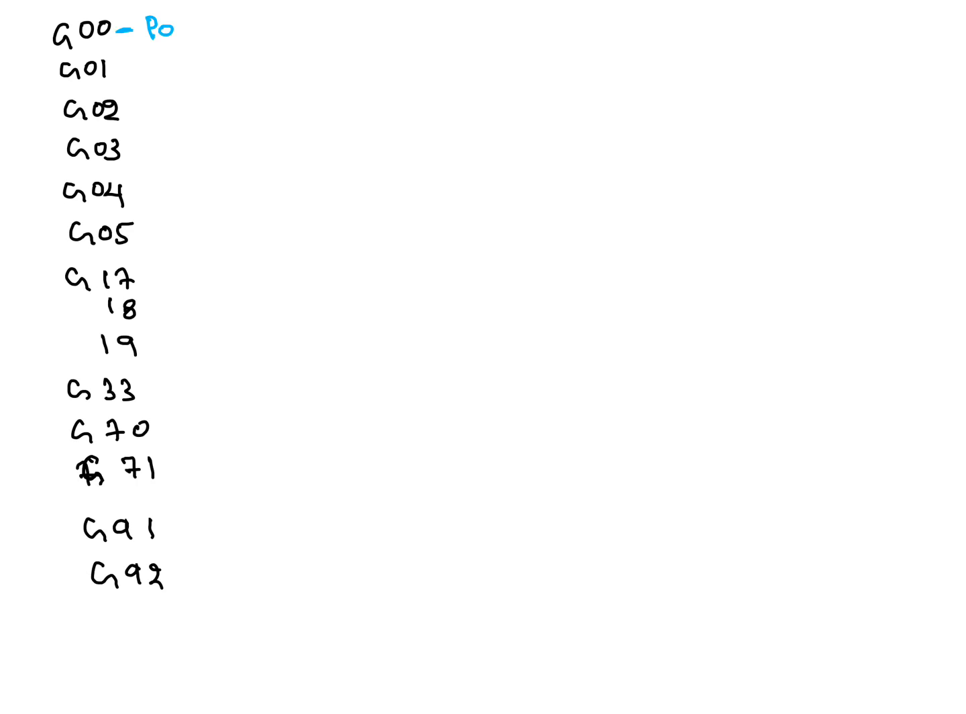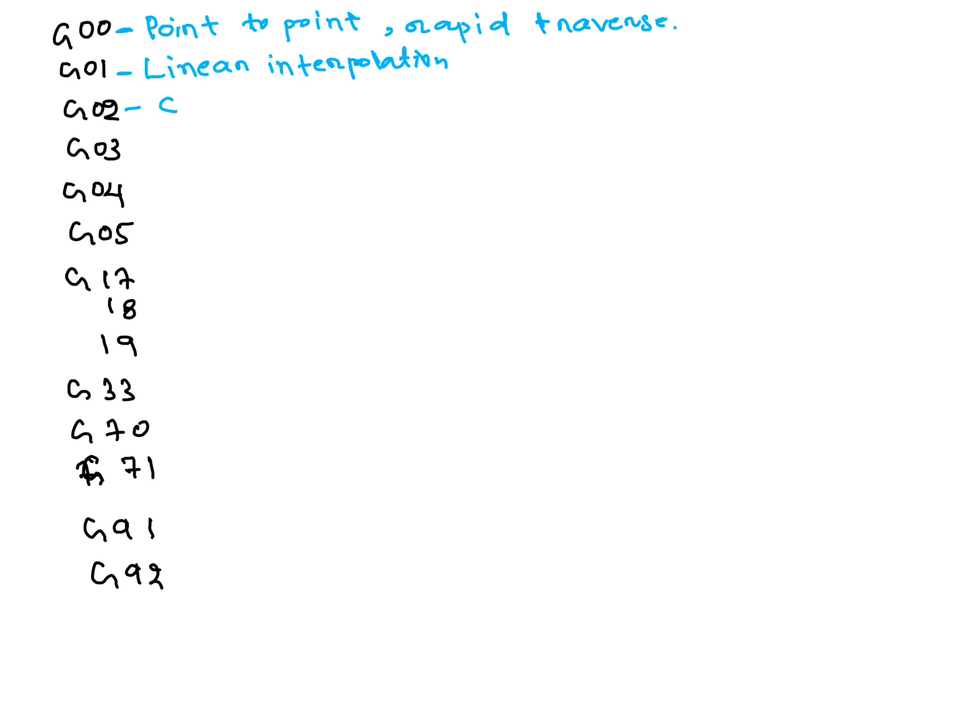G00, point to point motion or rapid travel. In drilling we are using this. G01, linear interpolation. Then G02, circular interpolation clockwise, CW. G03, circular interpolation counterclockwise. In the above question, G02, so the answer is circular interpolation clockwise.